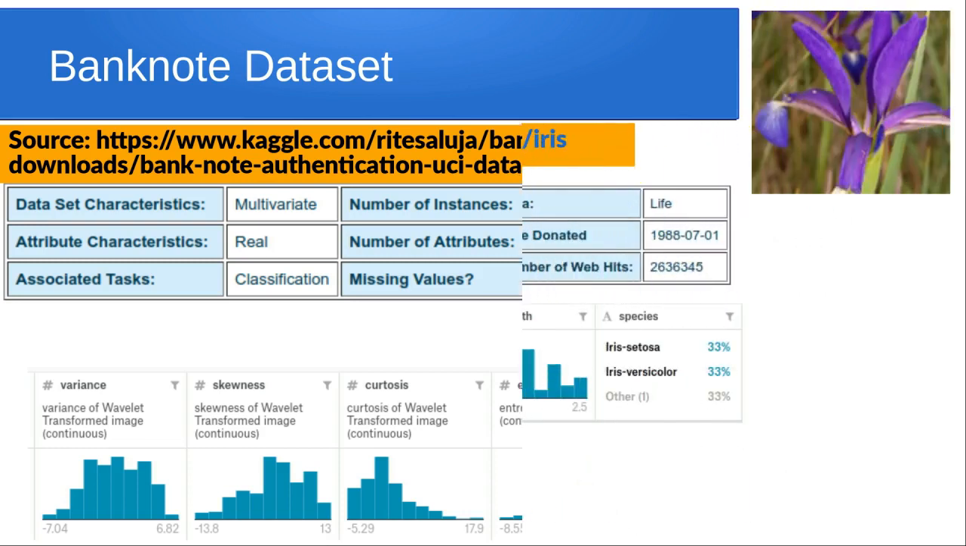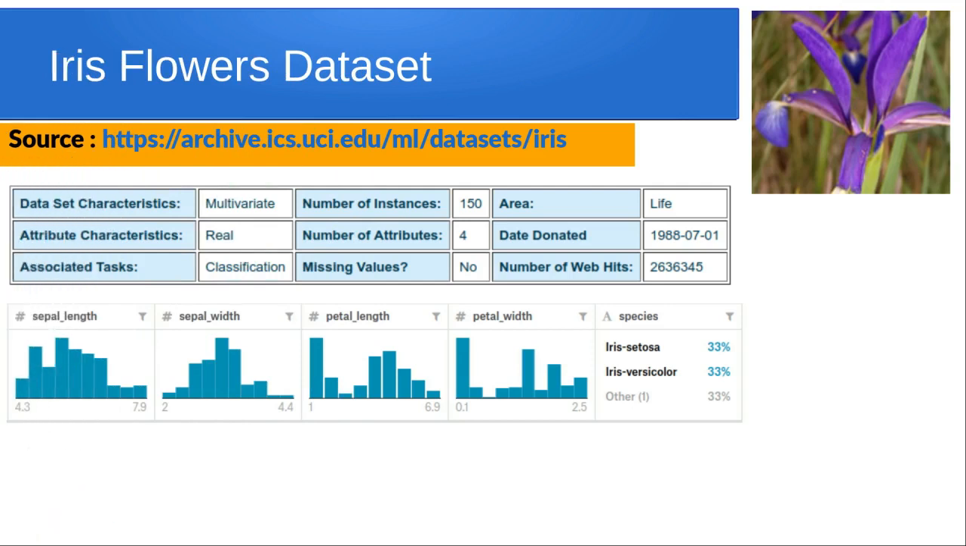Now coming to the next dataset, that is the iris flowers dataset. The iris flowers dataset involves predicting the flower species given measurements of the iris flower. This is perhaps the best known database to be found in the pattern recognition literature. Fisher's paper is a classic in this field and is referenced frequently to this day. The iris flower dataset is a multivariate dataset introduced by British statistician and biologist Ronald Fisher in his 1936 paper, The Use of Multiple Measurements in Taxonomic Problems.